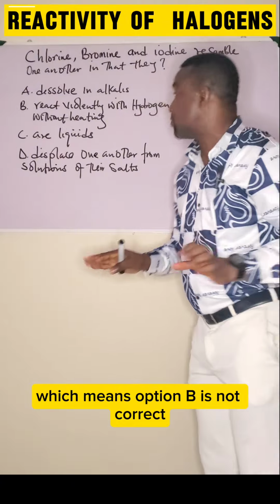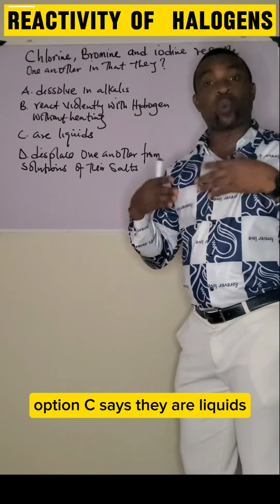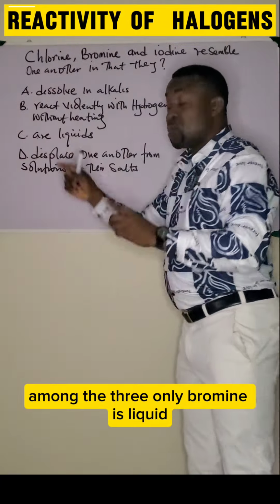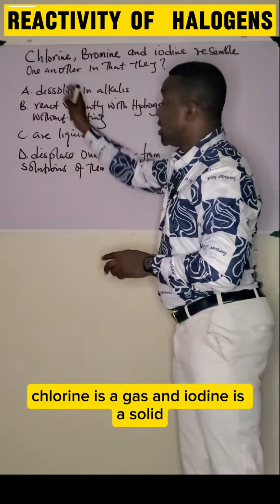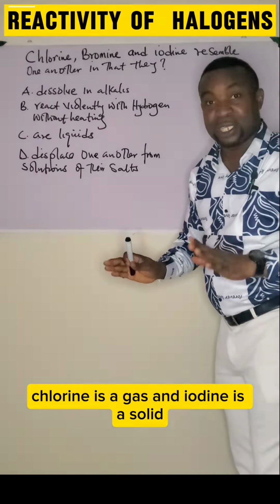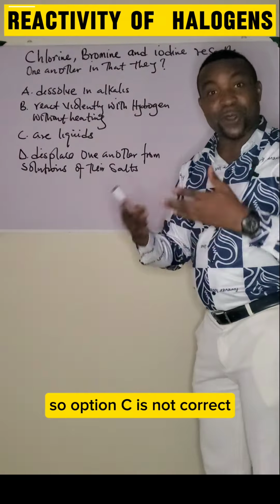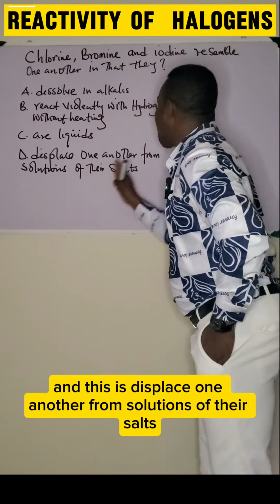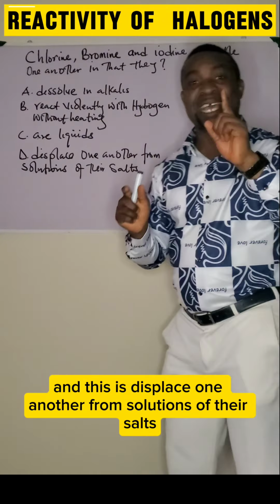B is not correct. Option C says they are liquids. Amongst the three, only bromine is liquid, chlorine is a gas, and iodine is a solid. So option C is not correct. And this says displace one another from solutions of their salts.